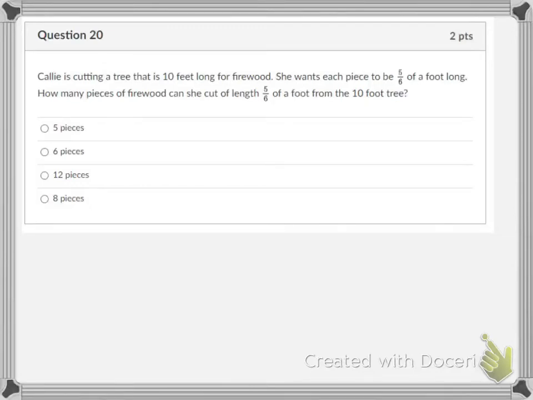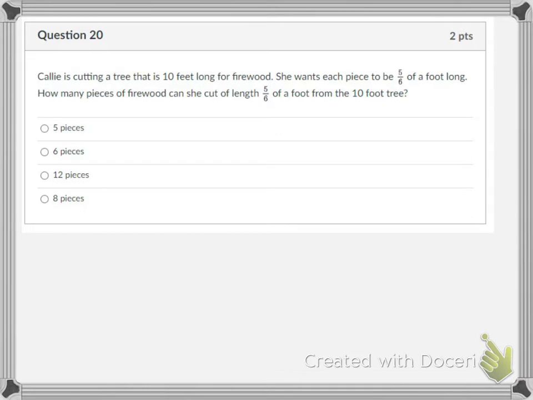Callie is cutting a tree that is 10 feet long for firewood. She wants each piece to be 5/6 of a foot long. How many pieces of firewood can she cut of length 5/6 of a foot from the 10-foot tree?